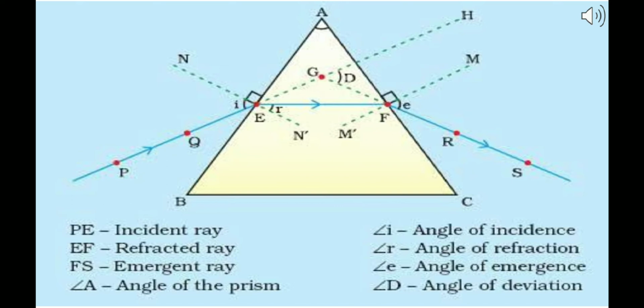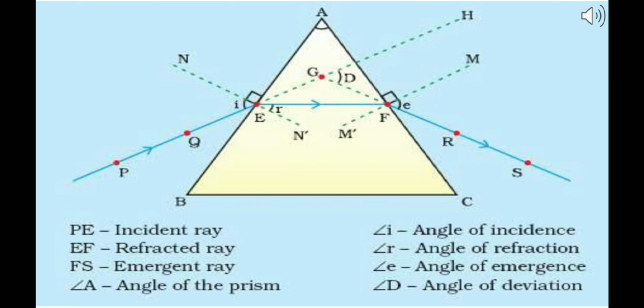Now the incident light ray, when traced back, goes till H, and the emergent ray, when traced back with the dotted line, goes till G. The angle made between the incident ray and the emergent ray when traced back is known as the angle of deviation, denoted by capital D here. You can see at point G, when the incident ray and emergent ray are traced back, they make the angle of deviation of the prism.